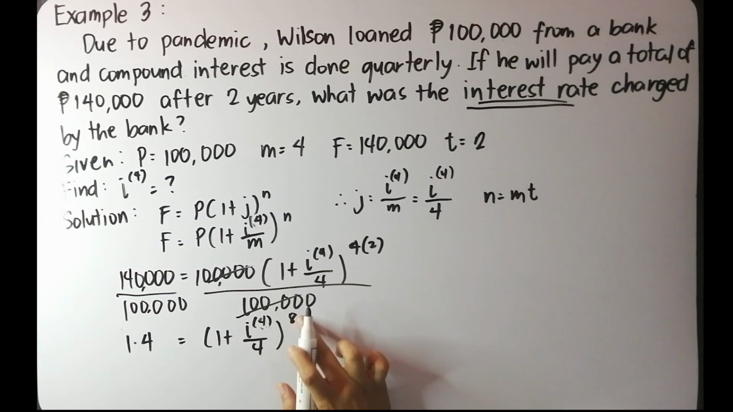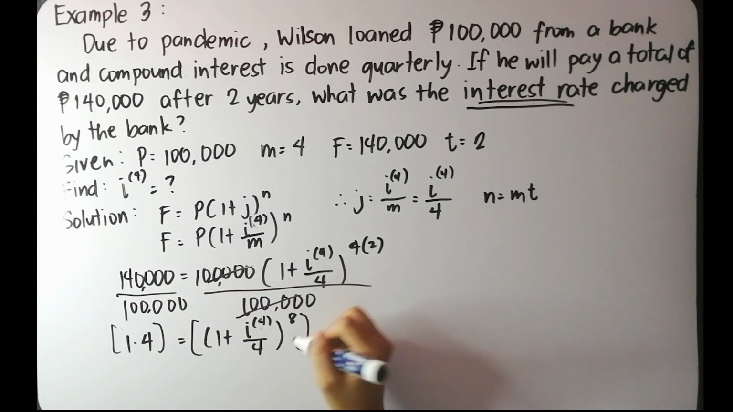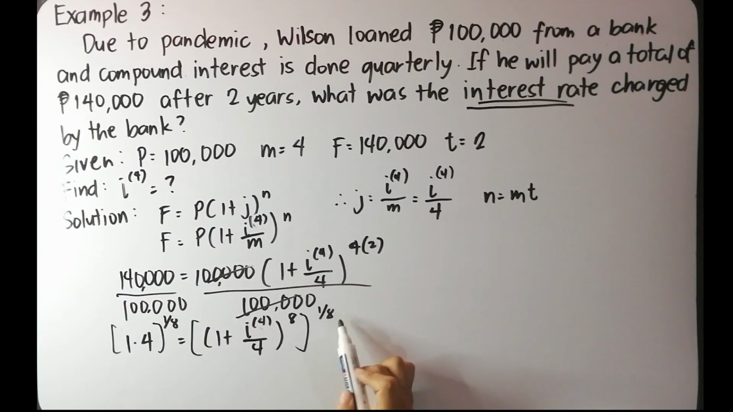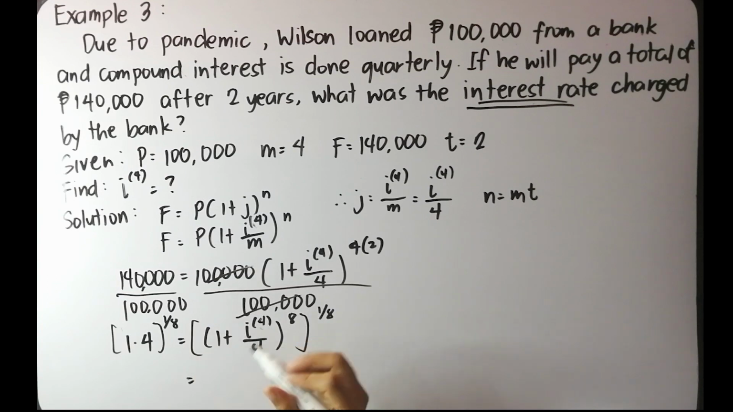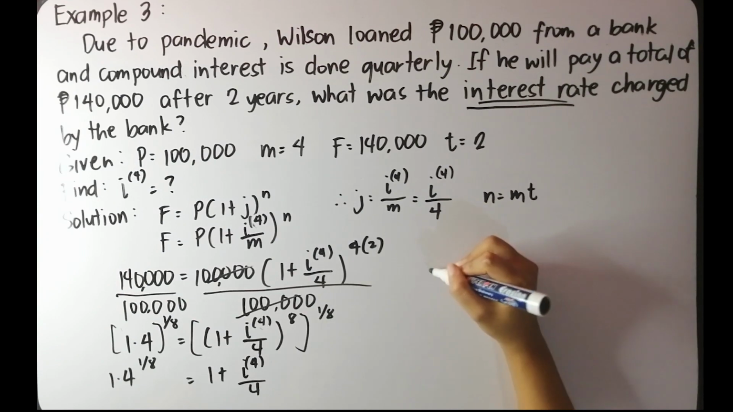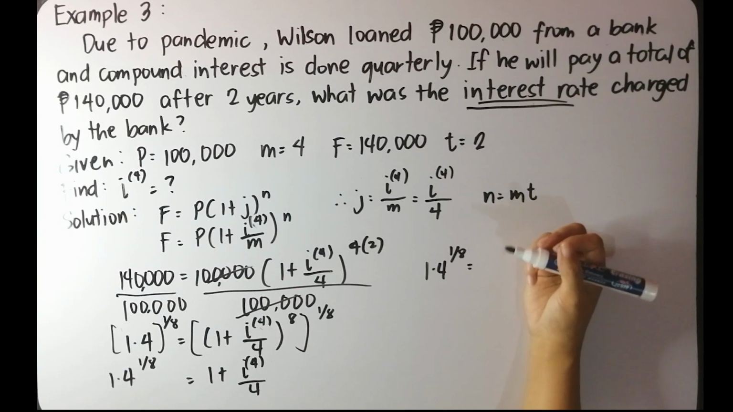So to eliminate these exponents, we can raise both sides to 1 over 8, because 8 multiplied by 1 over 8 will be equal to 1. So we have 1 plus i raised to 4 over 4, and 1.4 raised to 1/8. Manipulating these equations, we have 1.4 raised to 1/8, or in decimal, that is 0.125.